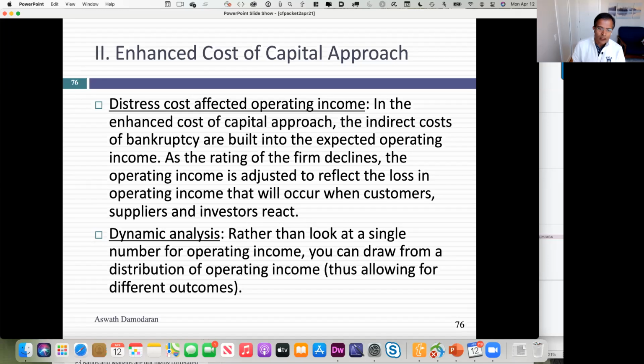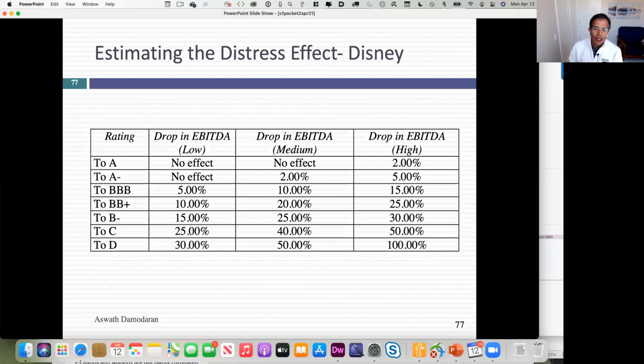The second is, if I really am concerned about the fact that I'm using last year's operating income, and that number is a shaky number, it's volatile, I might consider making it a distribution. Remember how we talked about Monte Carlo simulations when we did investment analysis? There's no reason why you can't make your optimal debt ratio also a Monte Carlo simulation. So let's start by looking at how distress plays out.